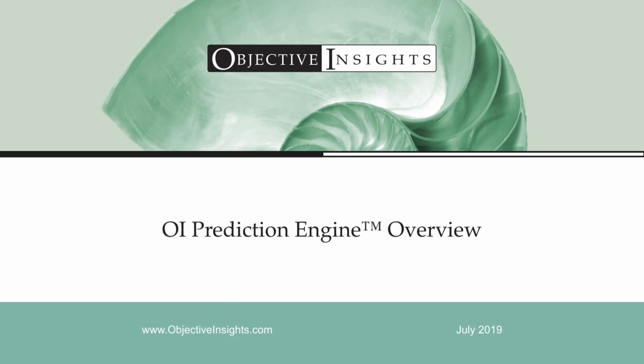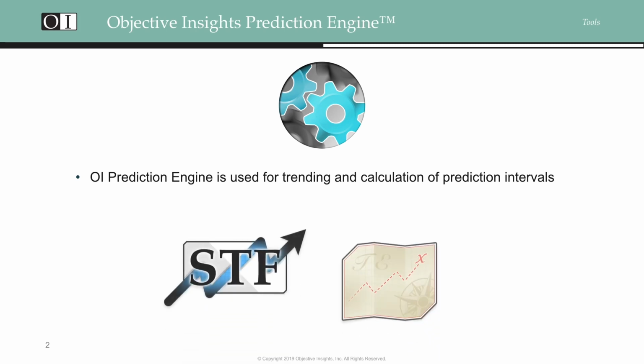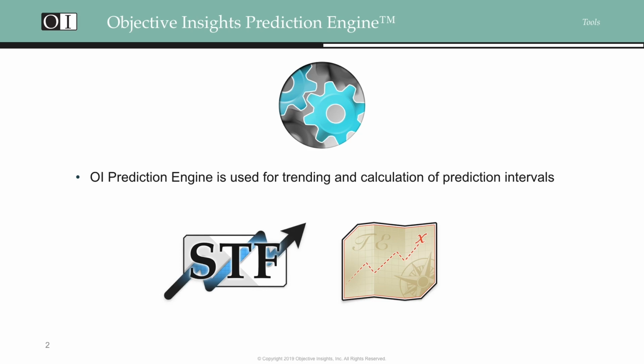This section is called the OI Prediction Engine Trending, Overview, and Accuracy Tests. So the OI Prediction Engine is a set of software that Objective Insights has written to be used within models such as the Trend Explorer and the Short-Term Forecaster.